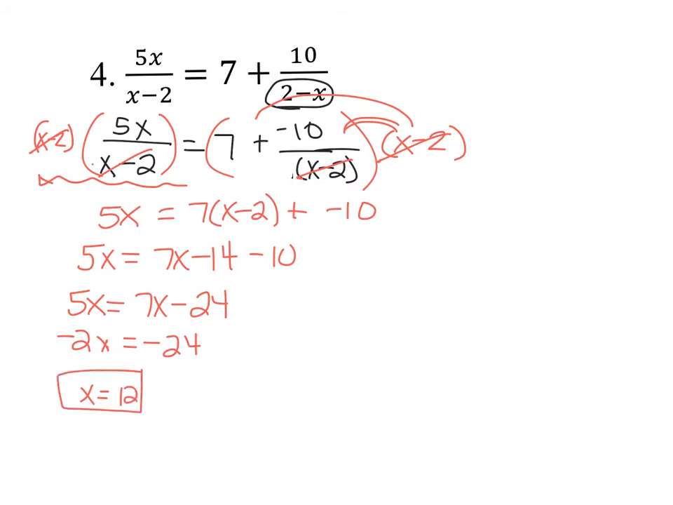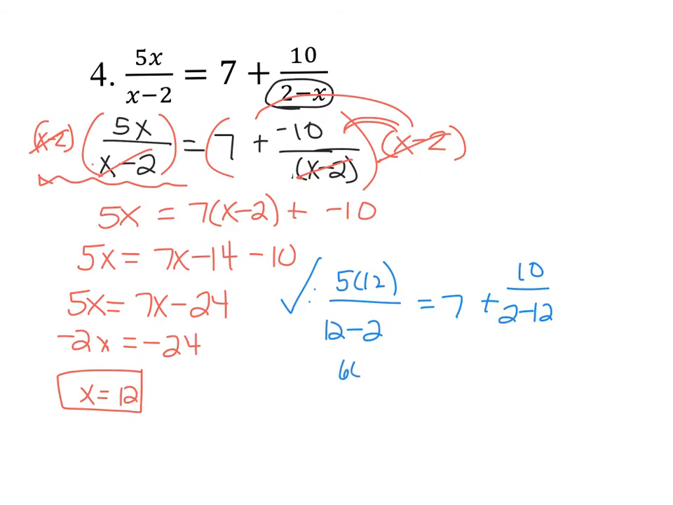So now I'm going to go ahead and check it. So I'm going to plug 5 times 12 over 12 minus 2 is equal to 7 plus 10 over 2 minus 12. 5 times 12 is 60 over 10 equals 7 plus 10 over negative 10. 60 divided by 10 is 6. 7 plus negative 1 is 6. Sure enough, it works.